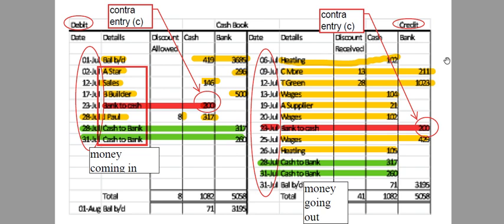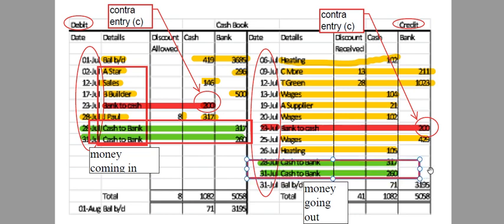The other two contra entries you can see in green. This is the opposite. They are again contra entries. Can we just circle them or box them both? These two on the debit side and also their credit effect on the other side, so they are also the contra entries.